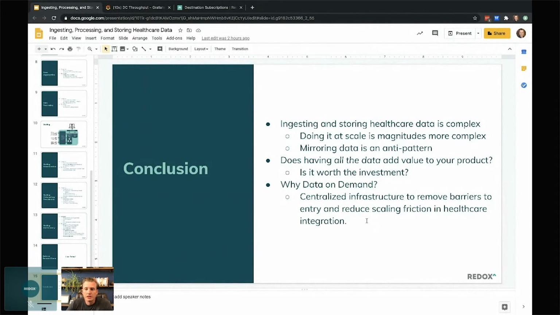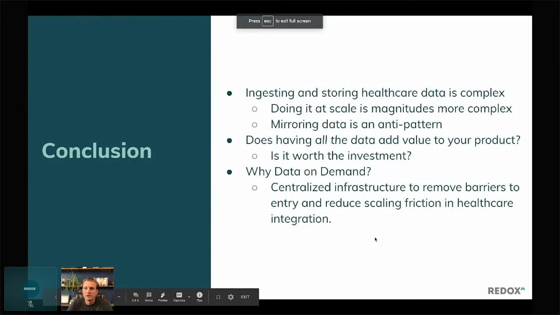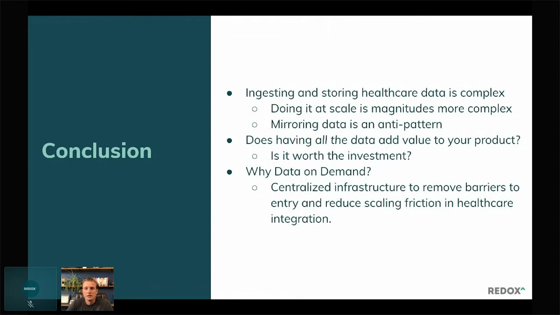So wrapping things up, ingesting and storing healthcare data is complex. Doing it at scale is magnitudes more complex. And why is that? Well, frankly, because mirroring data across data stores in a system that you may own completely is an anti-pattern. Now, mirroring data across systems that are owned by 2 different organizations is generally an anti-pattern, regardless of industry.